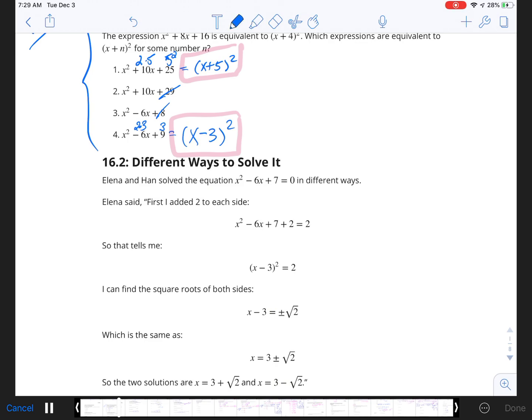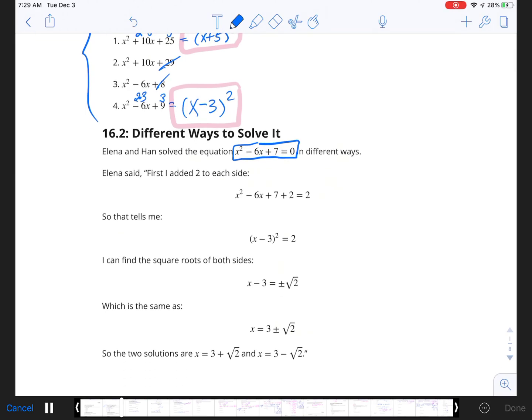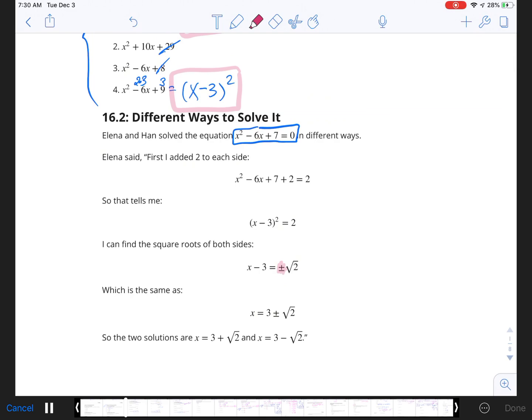Once she has that x minus 3 squared equals 2, she's got to get rid of the square. Remember that when you take the square root of a square, you need a positive and a negative root. So you need a plus or minus square root of 2 when she does that. That's where the x minus 3 equals plus or minus square root of 2 is coming from. Plus or minus means you have a positive and a negative root to it. She's trying to get x by itself, so she adds 3 to both sides. So she has 3 plus or minus the square root of 2, and then splits it into two answers, 3 plus the square root of 2 and 3 minus the square root of 2. So these are Elena's answers.